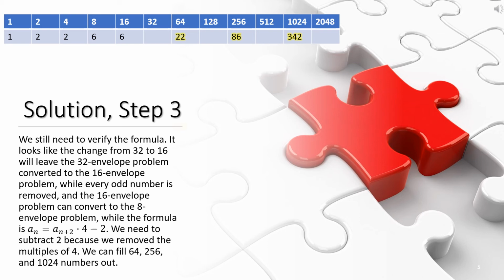And the 16 envelope problem can convert to the 8 envelope problem, while the formula is a_n equals a_(n/2) times 4 minus 2. We need to subtract 2 because we removed multiples of 4. We can fill in the 64, 256, and 1024 numbers.